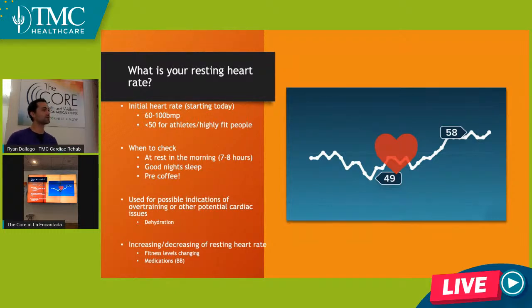Dehydration. When we don't have electrolytes, our heart can't contract the way it should. Make sure that your resting heart rate is where it should be. If it's higher or lower, you might notice that dehydration is occurring in the body. Increasing or decreasing of resting heart rate is an indication that your fitness levels might be changing. It's a good thing. You're working out 3 days a week, you're feeling better, your resting heart rate might go from 70 to 60. That's an indication that your heart is working more efficiently.